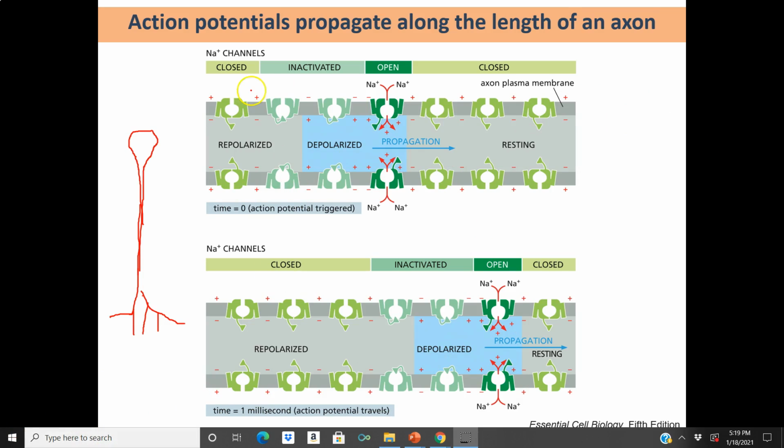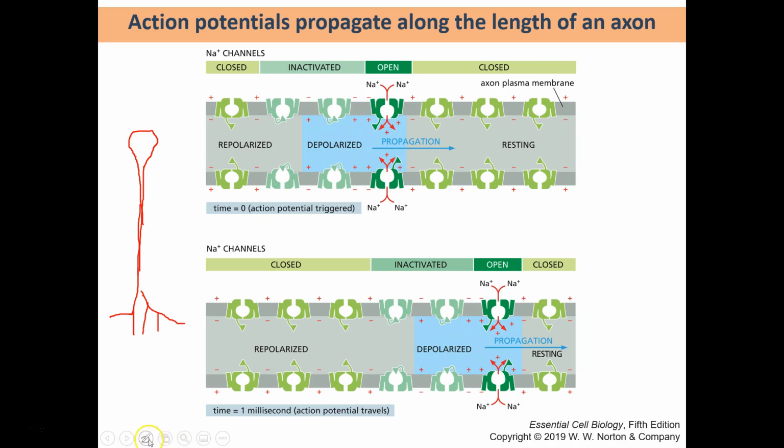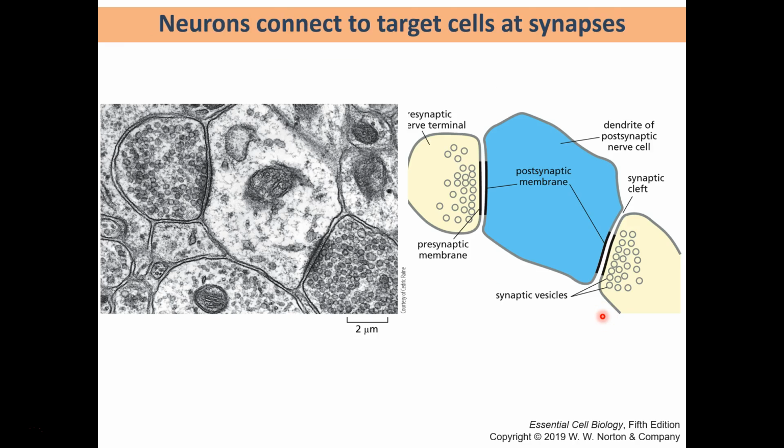So, that's how your action potential is moving along the length of an axon. Now, what happens when you get to the very end? Let's say you've moved your action potential all along, and you're ready to move on to the terminal end where it's going to transmit the signal. Once it reaches its target cells, it's going to connect to them at the synapses, so there is going to be a very particular type of connection there.